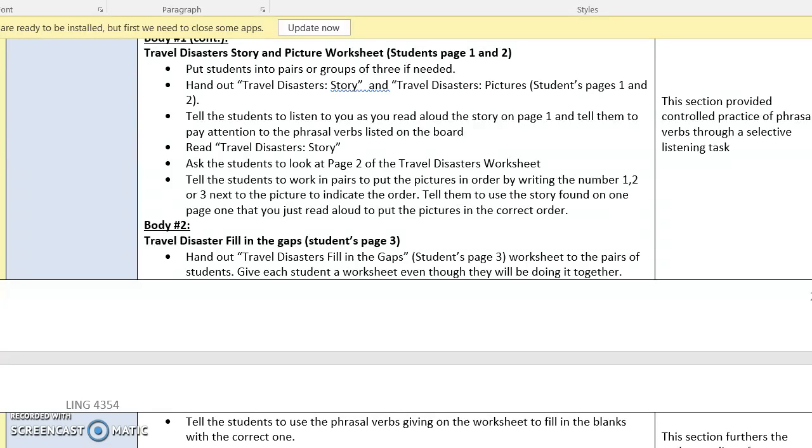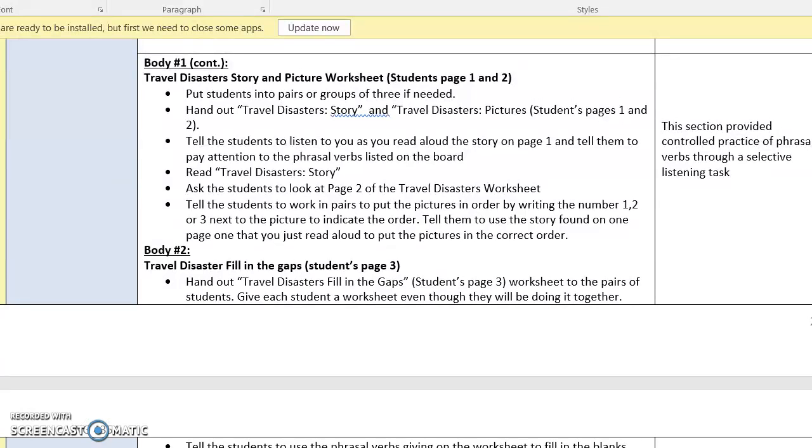Okay, so I'm going to be talking about the ways in which I can change my lesson plan for my final project in 3 ways to make it more communicative. So here's my lesson plan, and I have a lot of activities on here.